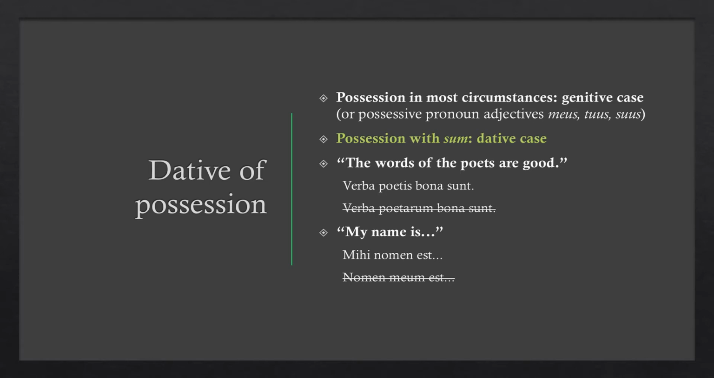case. So, if you wanted to say, the words of the poets are good, in Latin, you would say verba poetis bona sunt, rather than verba poetarum bona sunt. This is why we say mihi nomen est for my name is, rather than nomen meum est. As I said before, although there are many specialized uses of the dative case, if you add the English words to or for when translating a dative noun, you will probably get the sense of the sentence just fine.